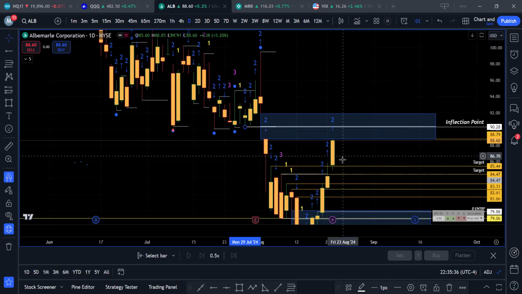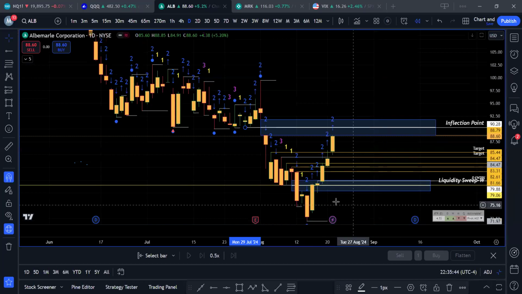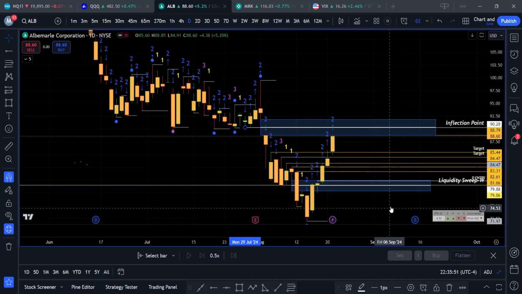Right? So 90. But honestly, by that point, you shouldn't feel too greedy in taking some profits, because this was an amazing trade. I don't know the percentage because I'm not in it, but amazing trade.